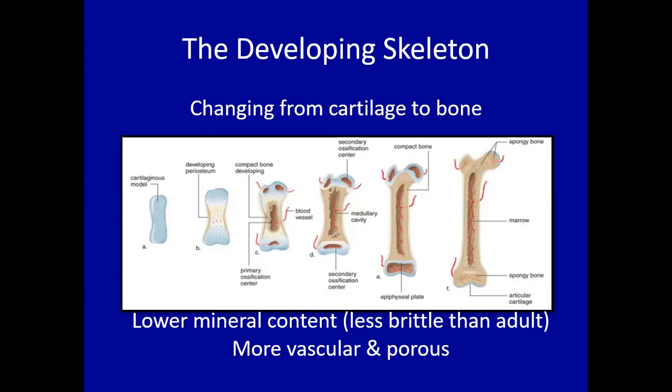So there is a lower mineral content in respect to calcium and phosphorus, so they're slightly less brittle. And this leads to a lot of the greenstick and torus fractures, and the ability of the pediatric skeleton to quickly heal, although it does affect in some ways, causing an increased chance to have an infection due to the vascularity of the bone. So it does increase the likelihood of infection due to the hypervascularity of the bony structures.